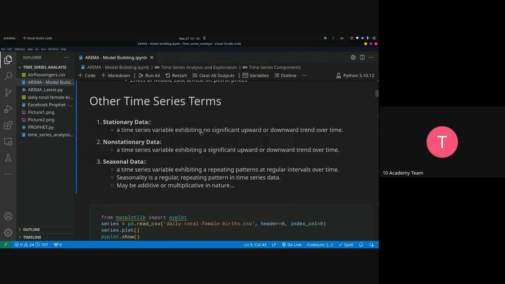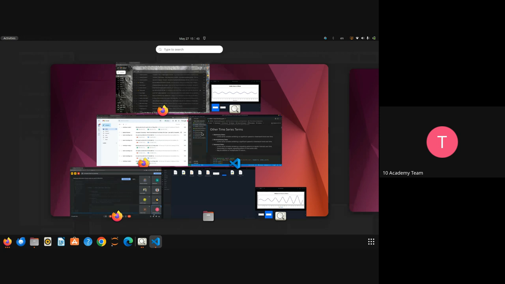So these are some of the time series terms that we need to know about before we try to see the models. So we will see them in examples.